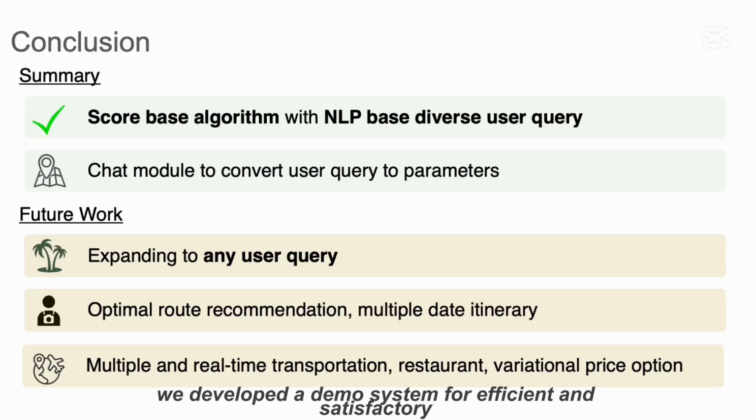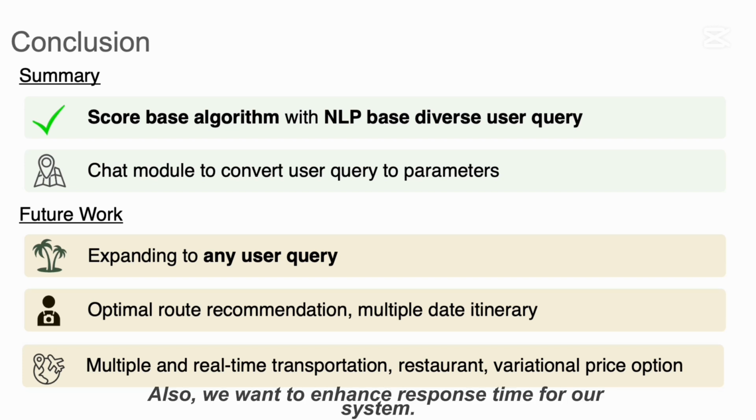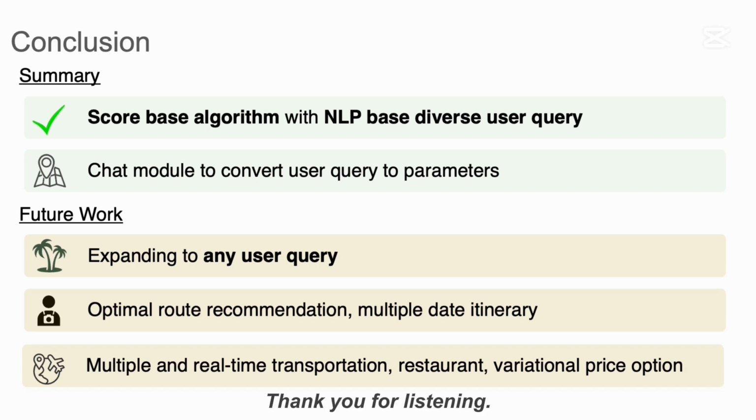In conclusion, we developed a demo system for efficient and satisfactory itinerary planning with diverse NLP input, integrating a chat module to process user queries. For future work, we aim to enhance agentic capabilities to handle any query, improve route optimization, multi-day planning, and incorporate real-time transport, restaurant data, and various budget options for tourism expenses. Also, we want to enhance response time for our system. Thank you for listening.